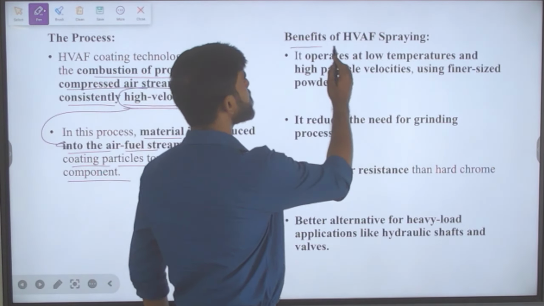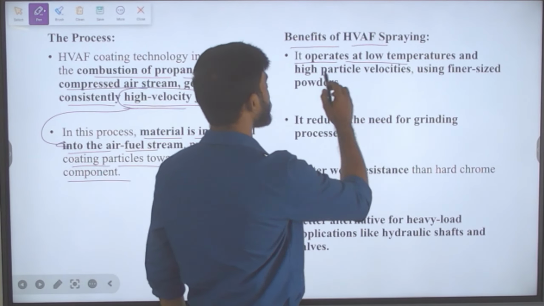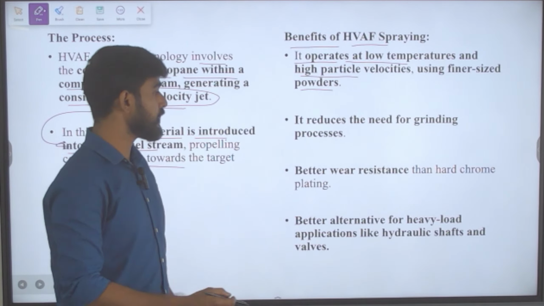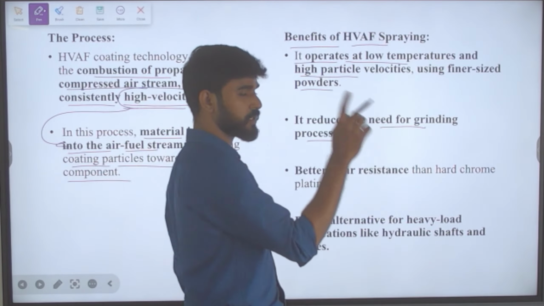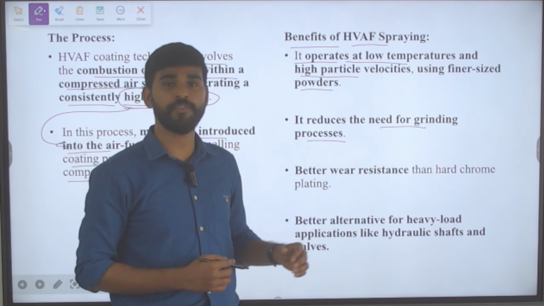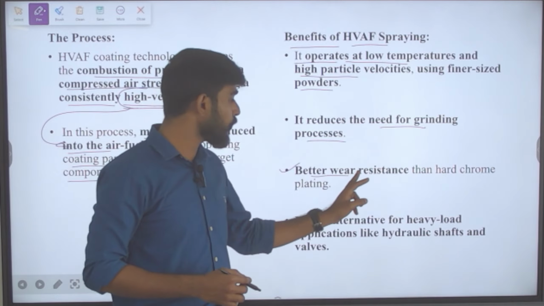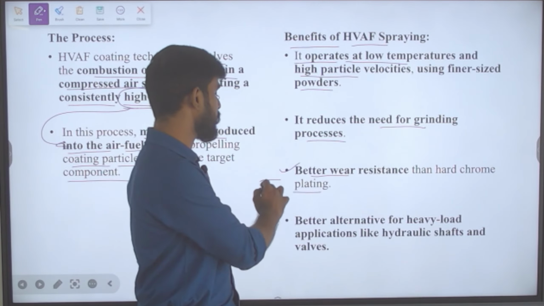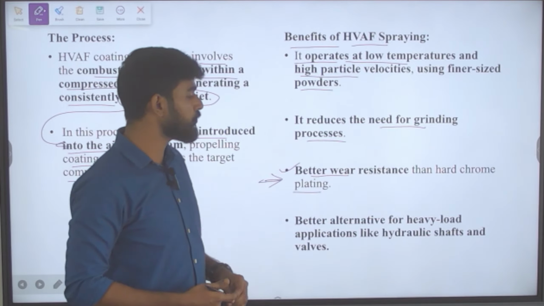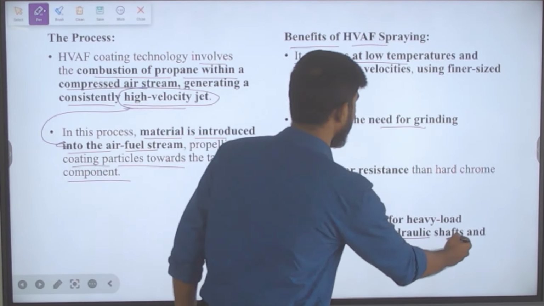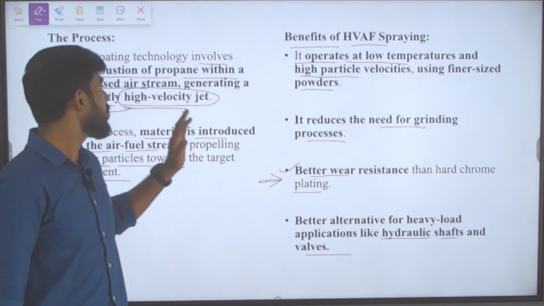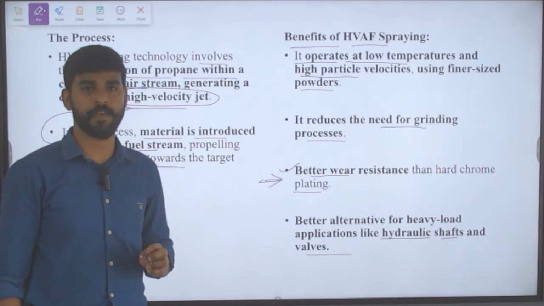And what are all the benefits of this spraying technique? It operates at low temperature with high particle velocity, and it also uses finer sized powders, and then it reduces the need for grinding processes, like we already saw, which is necessary in the case of thermal spraying. Okay, next is better wear resistance than hard chrome plating. Okay, this was also one of the objectives. Next is a better alternative for heavy load applications like hydraulic shafts and valves. Okay, so this is what we need to know about this high velocity air fuel spray technique.